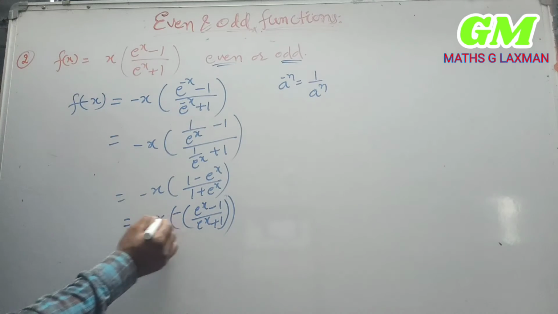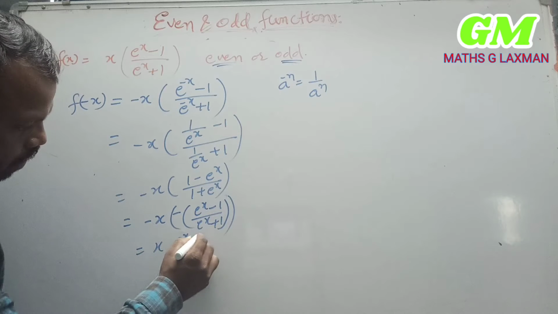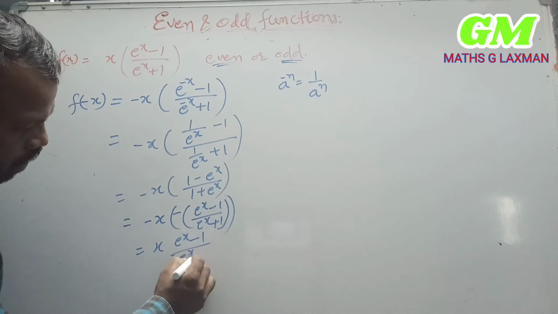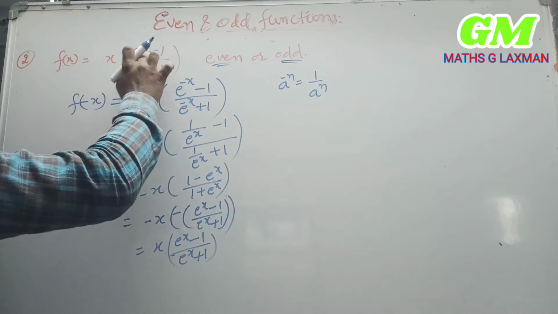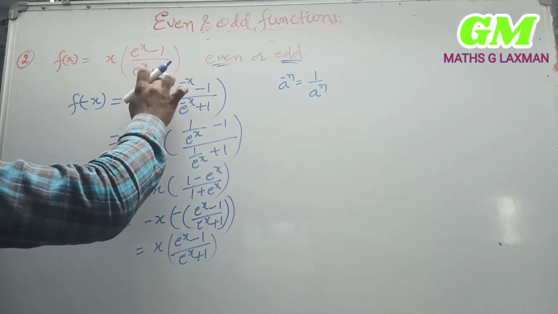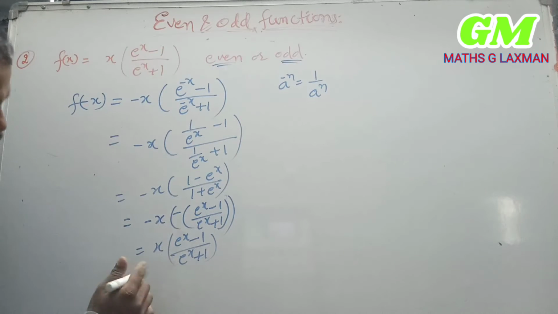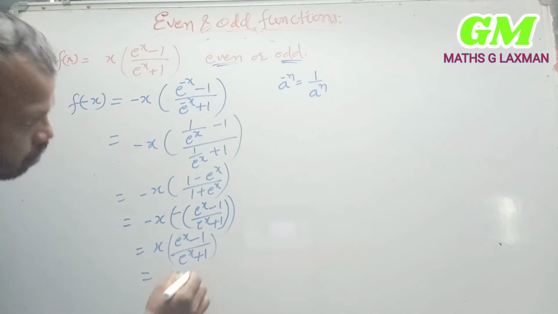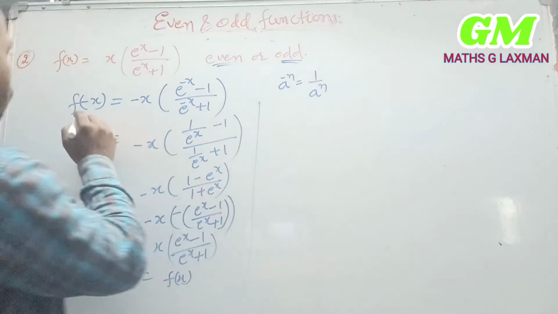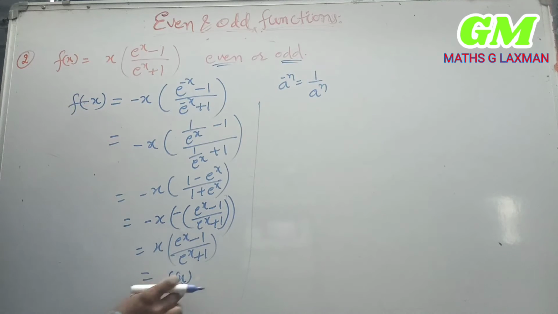Right. So minus into minus, you will get plus x e power of x minus 1 divided by e power of x plus 1. But it is looking like x into e power of x minus 1 divided by e power of x plus 1. So both are same. So this we can write as f of x. So first of all, what we are taking is minus x. Finally we got f of x.